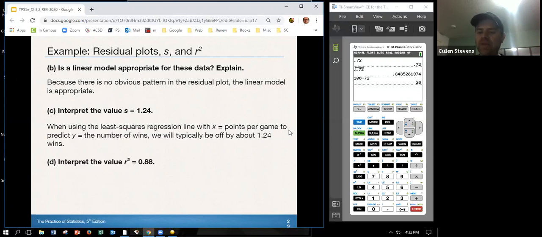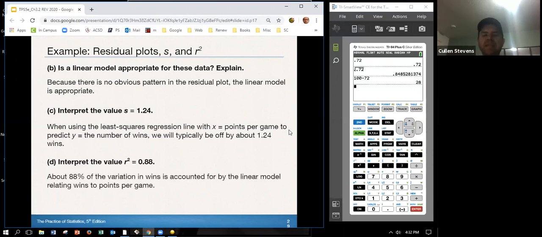And then R squared, the coefficient of determination, is 0.88. What did that mean? All right, answer it for yourself. I'm going to give you the answer. I'm going to click it soon. Try to think about what it is first. All right, here it goes. Hope you've thought about it already. About 88% of the variation in wins is accounted for by the linear model relating wins to points per game. Okay? So that's good practice trying to run between those two there.